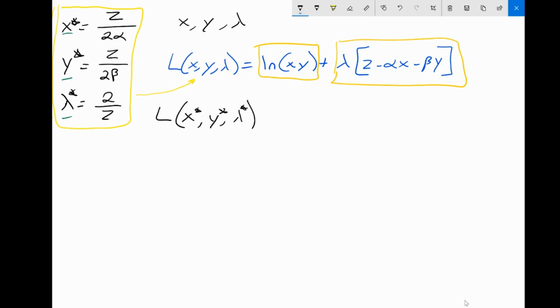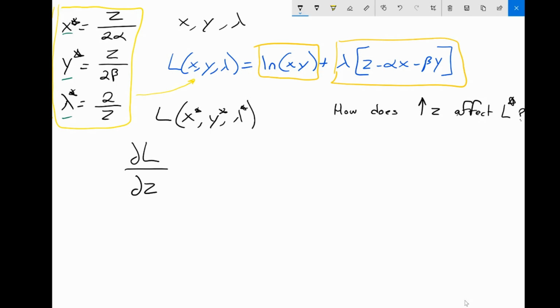And we want to know, how does an increase in z affect L? We might say L star for shorthand. How does an increase in z affect L star? That means we want to know the derivative of L with respect to z. Now, if you remember when we talked about total derivatives, total derivatives are going to come into play here.